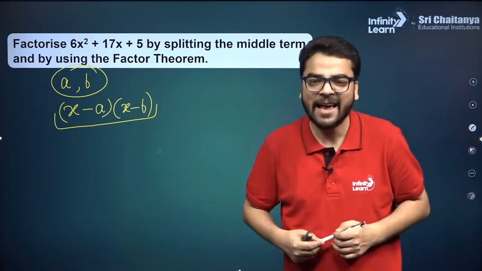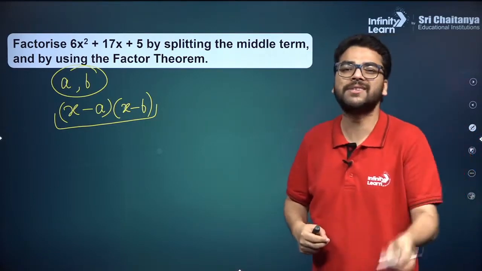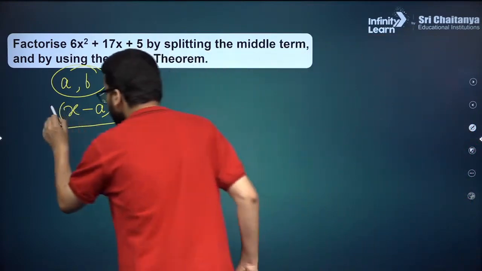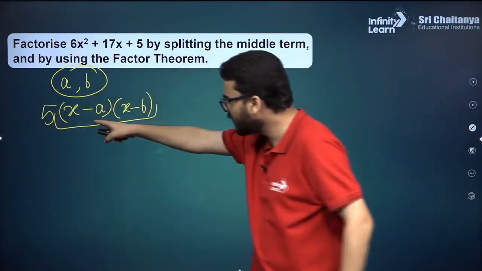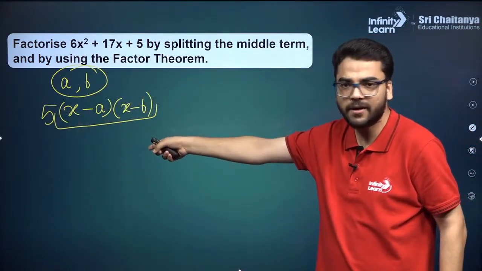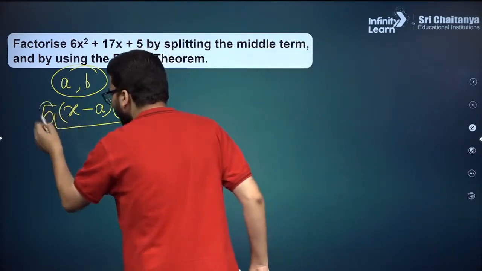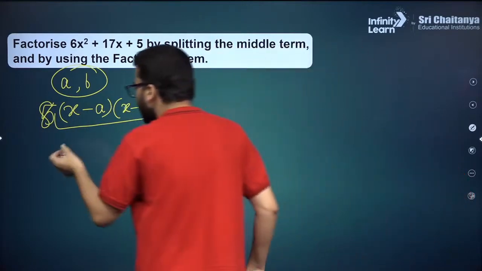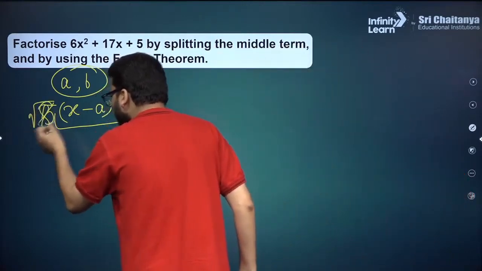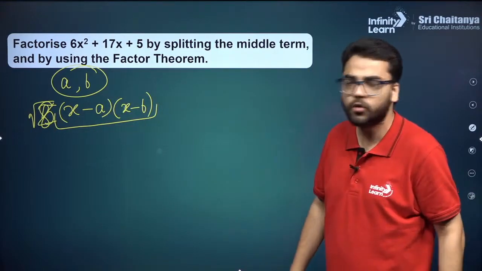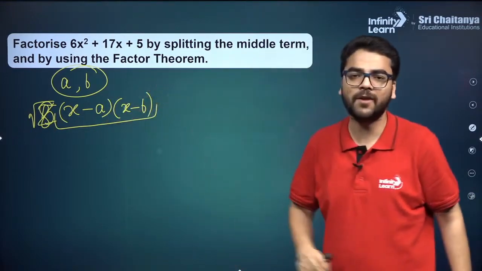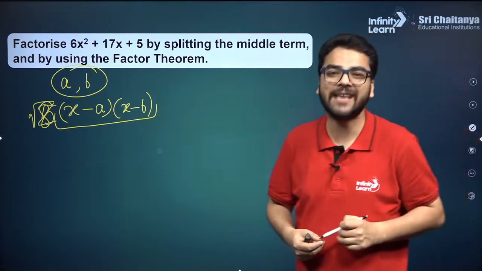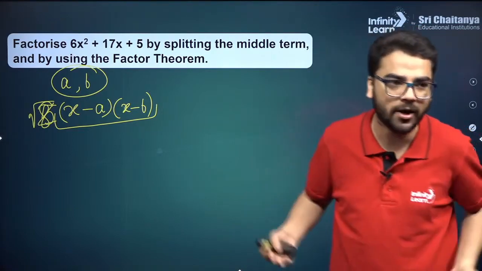Now the question is, is this the only polynomial whose zeros are a and b? The answer to it is no. Because if you multiply this polynomial by 5, still the zeros of this polynomial are a and b, right? If you multiply this polynomial by 8, still the zeros are a and b. If you multiply this polynomial by any non-zero real number, I am multiplying this time by root 2, still the zeros of this polynomial will be a and b. It means there are infinite such polynomials whose zeros are a and b. It's not just a unique polynomial, right?